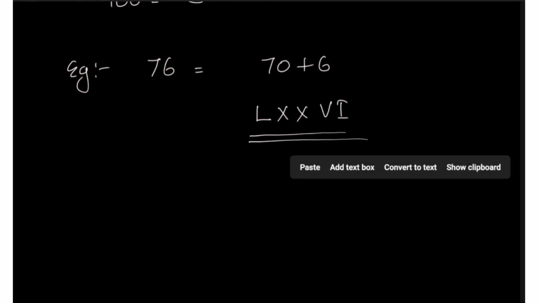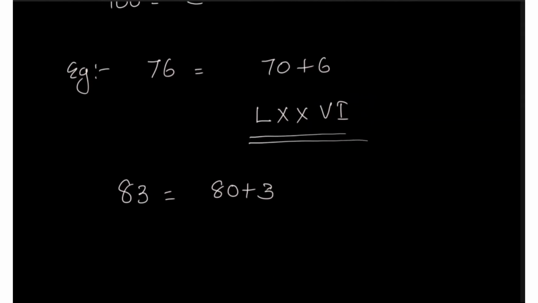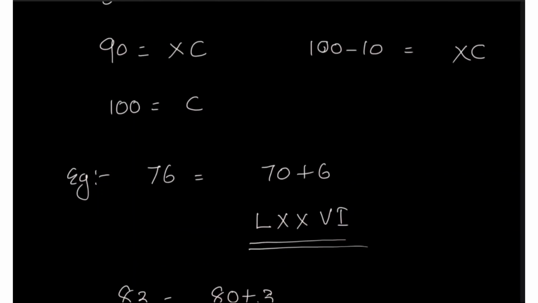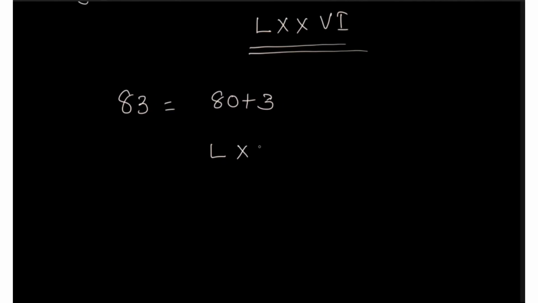Next question is 83. 83 is nothing but 80 plus 3. 80 we already found is equal to LXXX. Then 3 is III. So this is our Roman numeral.